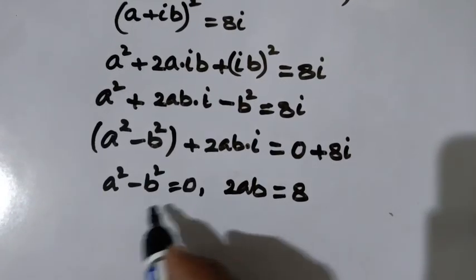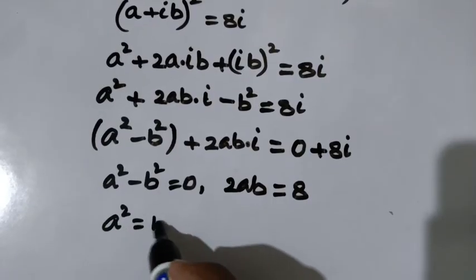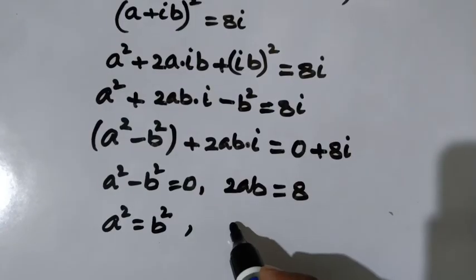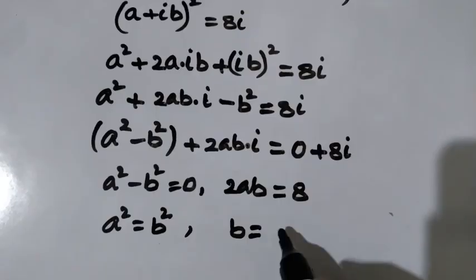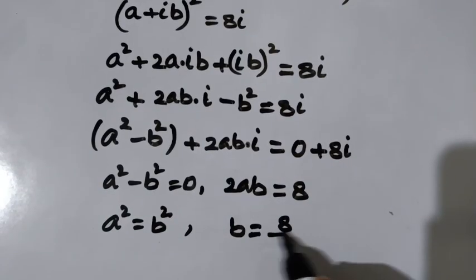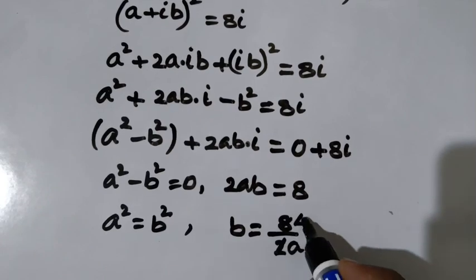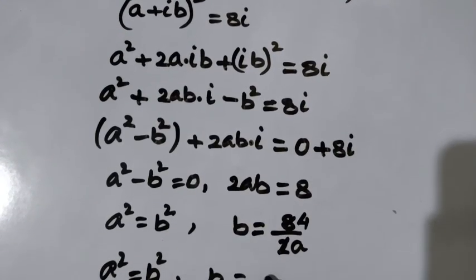So from this one, a square minus b square is equal to 0, we get a square is equal to b square. And from this equation, 2ab is equal to 8, if I make b the subject of this equation, b is equal to 8 by 2a. Now cancelling by 2, it becomes 4. So b is equal to 4 by a. That means we have a square is equal to b square and b is equal to 4 by a.